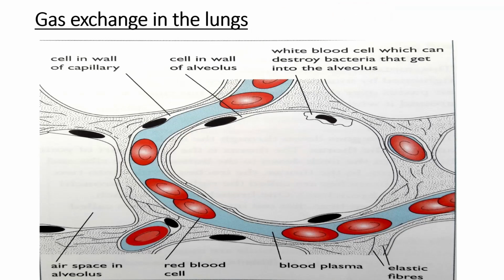Okay, so again, a similar thing inside the alveolus. There is the cell in the wall of the capillary, not cell wall, and the cell in the wall of the alveolus, and the white blood cell which can destroy bacteria. You learned this in diseases and immunity in chapter 10. And the airspace in the alveolus, and the red blood cells that circulate around. Remember hemoglobin, because how they obtain the oxygen is from our lungs, therefore it changes into oxyhemoglobin.